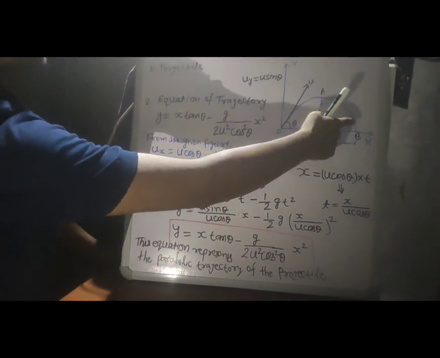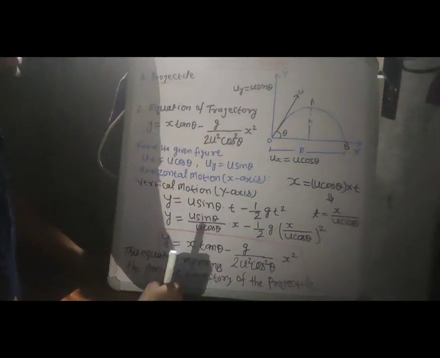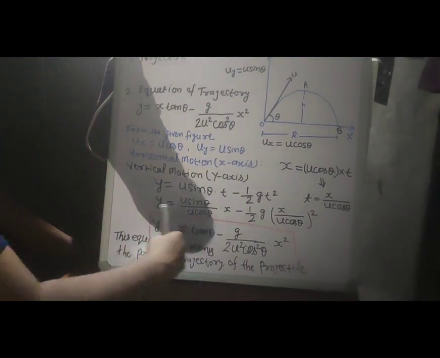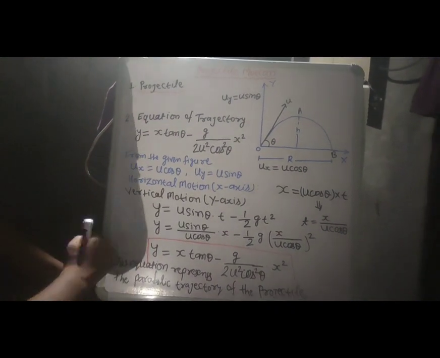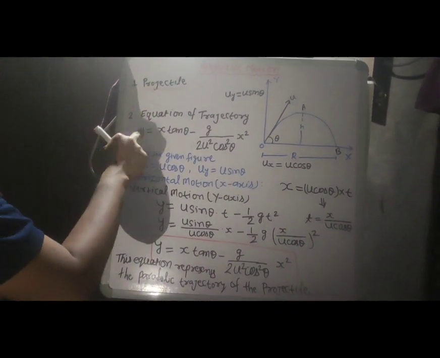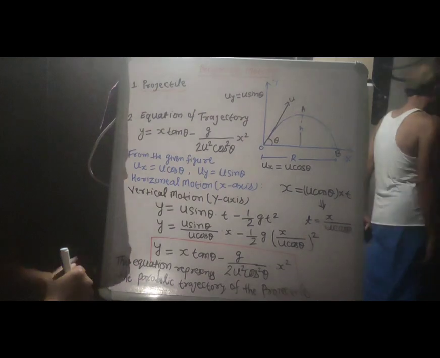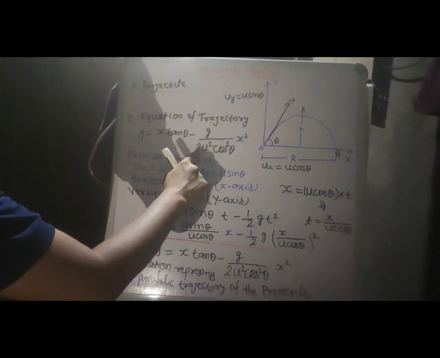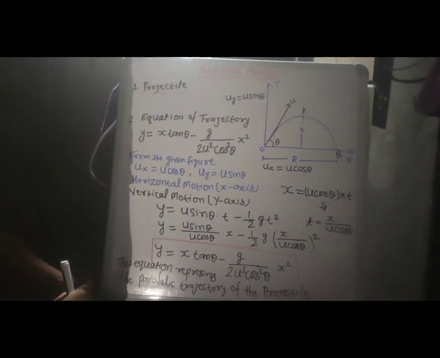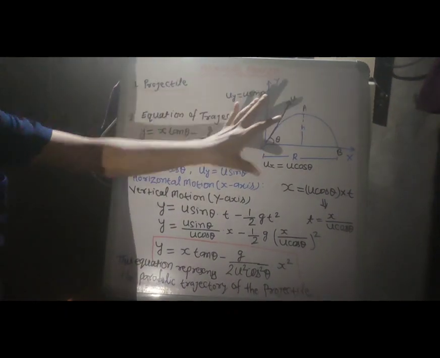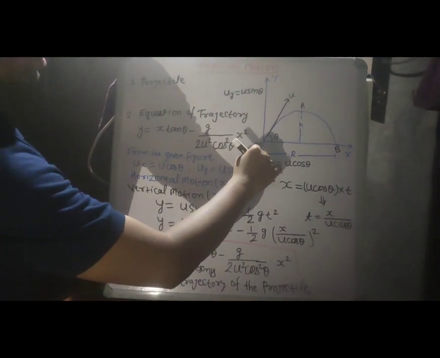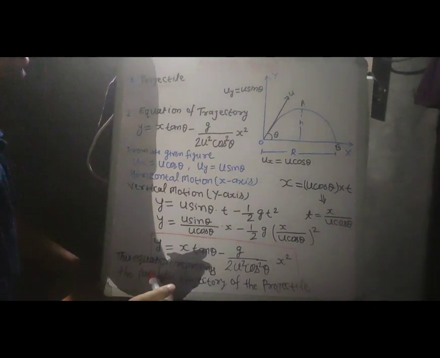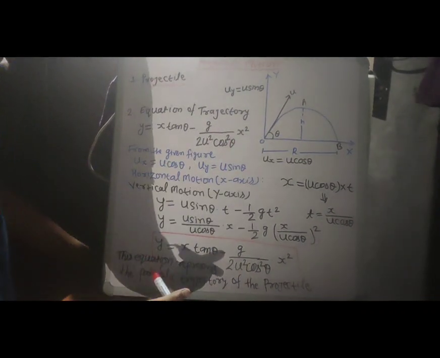From this given figure we can say that the path of the projectile is a parabolic path. We have to prove this mathematically, that is, how the path of a projectile is a parabolic path. So we have to prove that y equals x tan theta minus g x square upon 2 u square cos square theta.